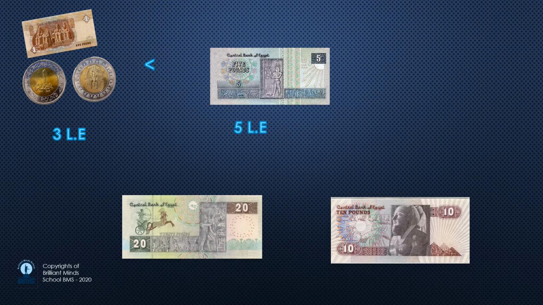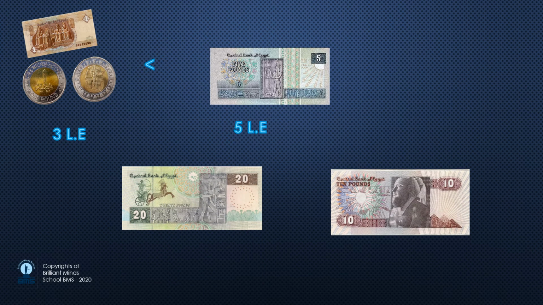Now, can anyone tell me which of these amounts is greater? We have to know what each amount equals. Equal 20, of course. 10 equal 10. So, which one is greater? Of course, 20 is greater than 10. So, 20 LE is greater than 10 LE.